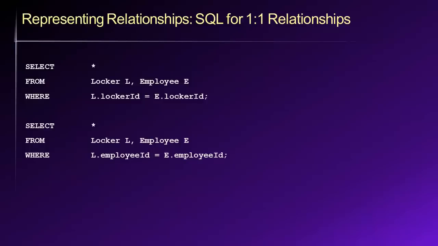SQL queries for one-to-one binary relationships are quite straightforward and depend only upon our decision as to the placement of the foreign key. In this first example, we placed the locker ID as a foreign key in the employee table, and therefore we need to do the join on equality between locker IDs, whereas in the second example, we made the decision to place employee ID as a foreign key in the locker table, and we therefore need to do the join by looking for matching values of employee IDs between the two tables.